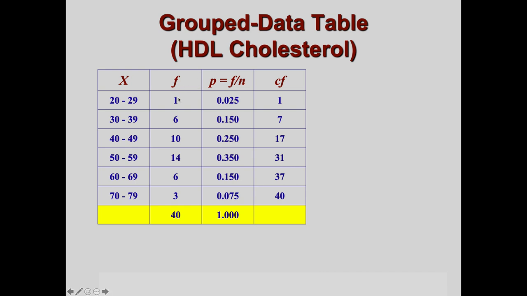So you just take the frequency 1, divide it by 40. Then 6 divided by 40, that's the 0.150. Then 10 divided by 40, that's 1 out of 4, which is 0.25. 14 divided by 40, 0.350. And so on. And that's how you generate all of this proportion column here. You just take this particular frequency and divide it by what we have going on there.